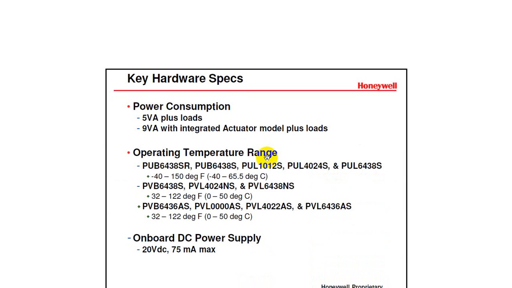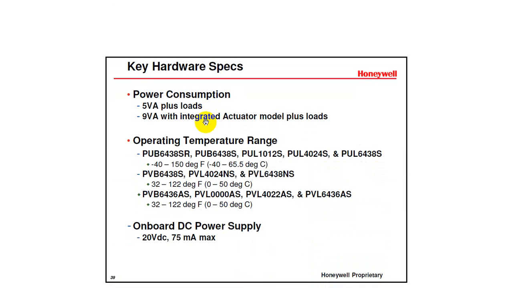Then specifications. This is the power consumption, 5 VA when you are not giving any loads, and then 9 VA when you are using a model with an actuator. Then these are the temperature ranges. On-board DC power supply is there, 20 volt DC it supplies.